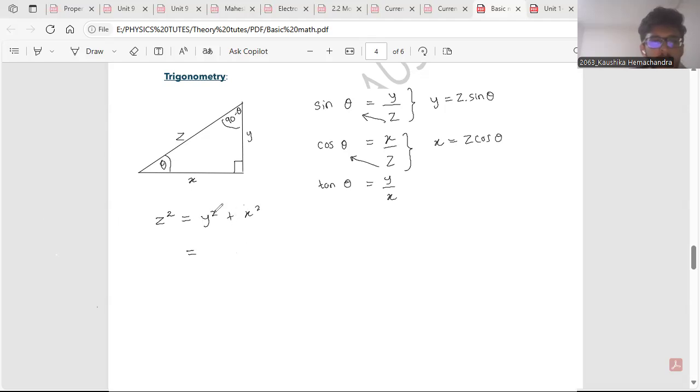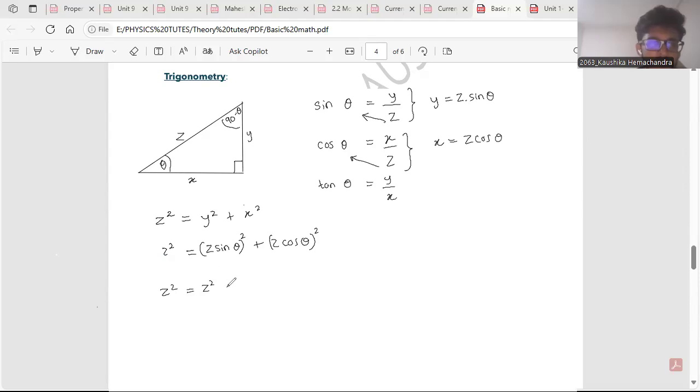Squared plus x squared. So y is z sin theta. X is z cos theta. They are squared separately, right? So you get z squared is equal to z squared.